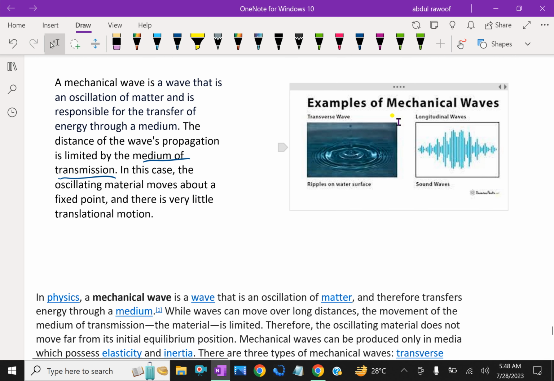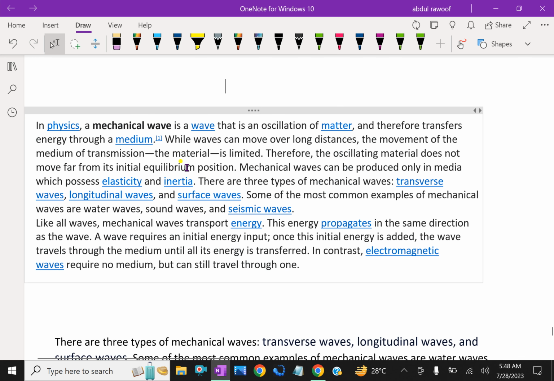Look at this figure. Suppose there is still water and you drop a pebble on its surface. What happens? Ripples are created around the point where you drop the pebble. It's an example of a transverse wave. A longitudinal wave is a sound wave. Sound waves vibrate through the medium and reach the point where they should go.